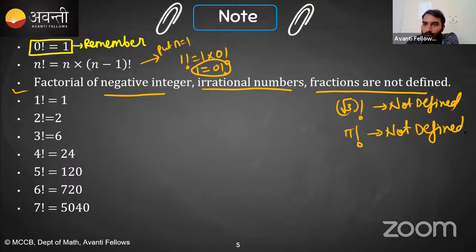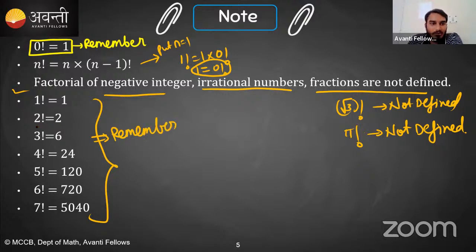Now students, these factorials up to 7 you have to remember. It is better to remember them, because in this chapter there will be many questions where we have to use these values directly. Remember: 1 factorial is 1, 2 factorial is 2, 3 factorial is 6, 4 factorial is 24, 5 factorial is 120, 6 factorial is 720, and 7 factorial is 5040.